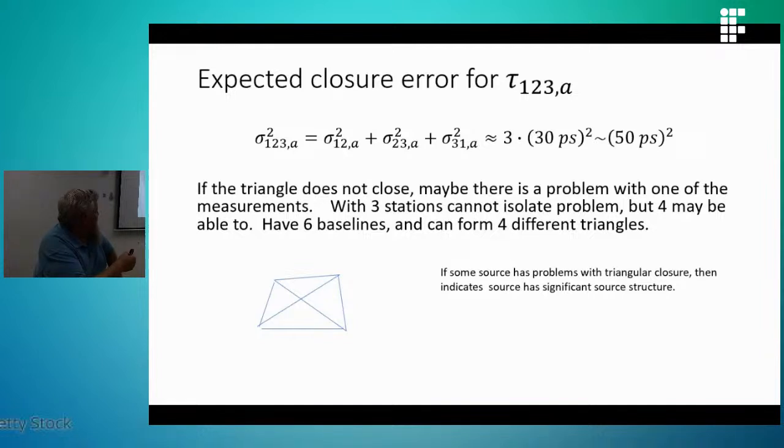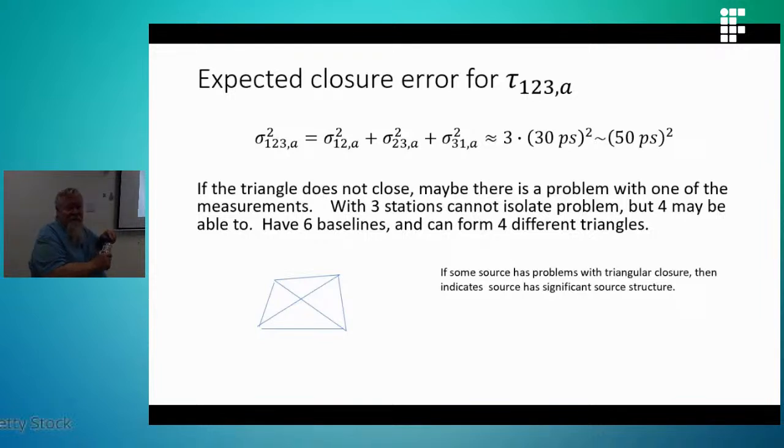You know, and I have a square here and I have a square there, just because it's easier to look at that. And I put in typical values for the baseline error, about 30 picoseconds, so I have 3 times that. So this is about 50 picoseconds squared. So if I compute the closure, I would expect that I'd see things which are sort of on that magnitude.